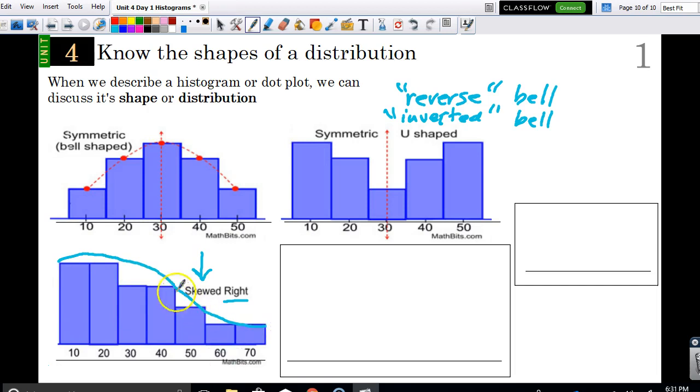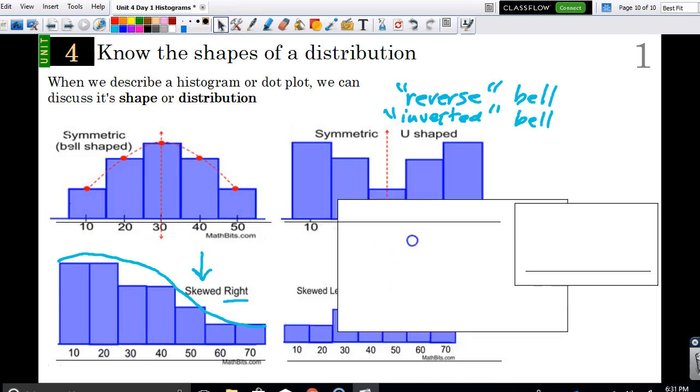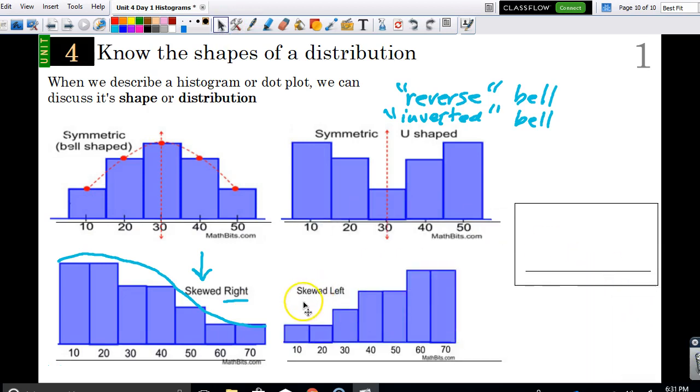If I were to draw a curve, whatever part is lowest is which way it's skewing. So if it's skewed right, then the right side is small. And conversely, if it's skewed left, the left side is small. And look at the curve on this one. It looks kind of like this, where most of the data is on the right. This is skewed to the left, which means the left side is smaller.